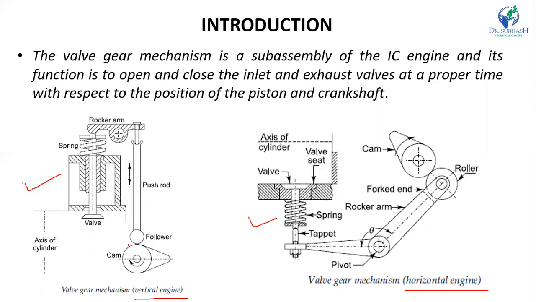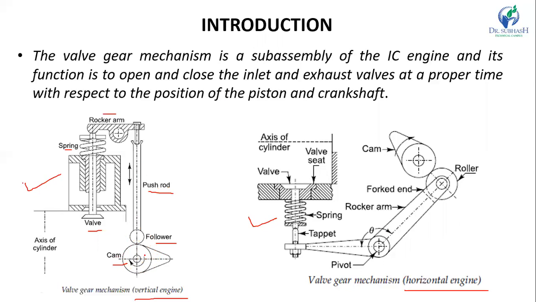You can see the different parts of the valve gear mechanism are valve, push rod, spring, rocker arm, and cam and follower arrangement. Here you can see this is the cam and follower arrangement. This camshaft is driven with the help of a belt drive, and this is the follower which is attached to the push rod.